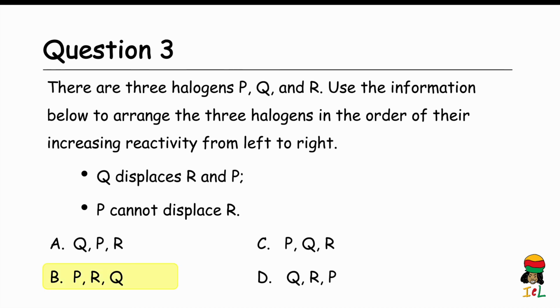The answer is B. PRQ. Since Q displaces R and P, then Q is the most reactive. And if you're going to be listing them in order of increasing reactivity from left to right, then Q must be to the right because it's the most reactive. Then P cannot displace R, which means that P is less reactive than R. So P would be the least reactive of the 3. So listing them in order of increasing reactivity, meaning from the least reactive to the most reactive, we have PRQ.